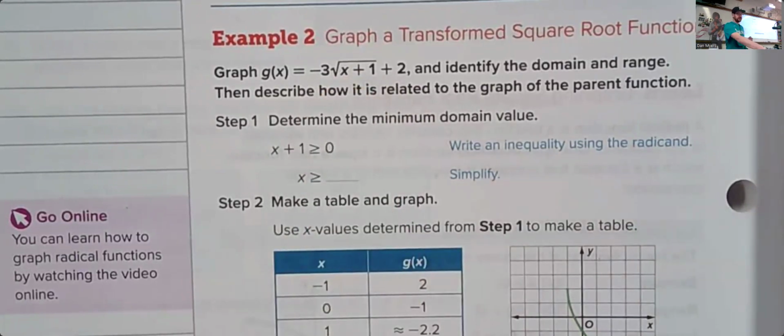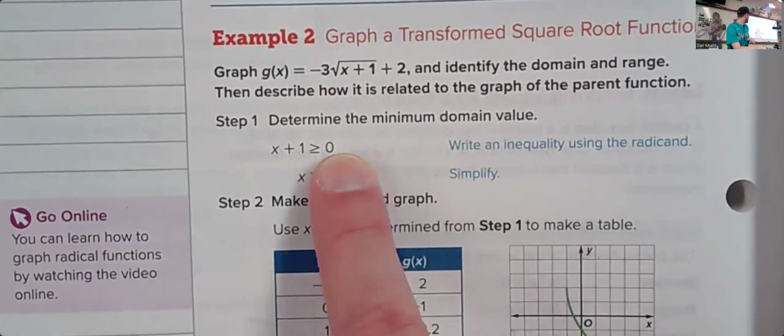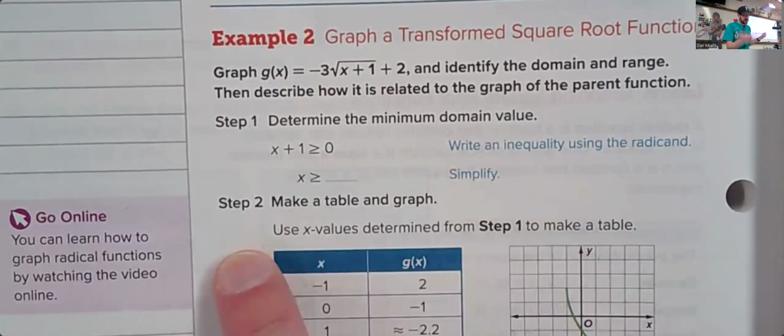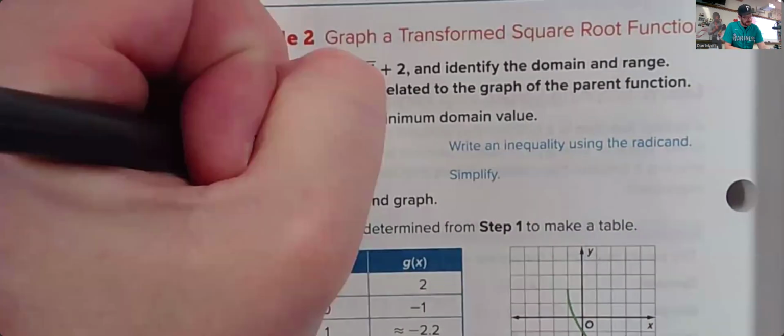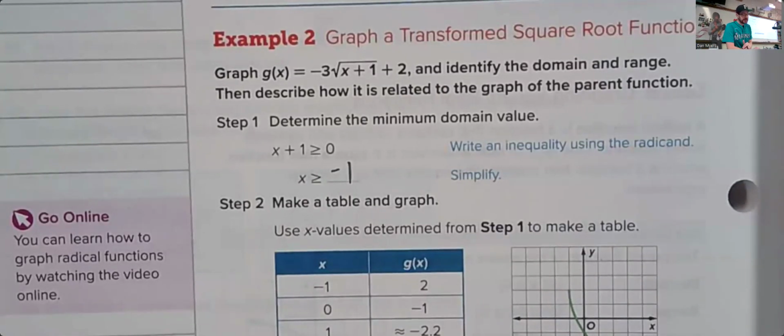So greater than or equal to 0, which is why we're writing x plus 1 is greater than or equal to 0. So write an inequality using the radicand, set it greater than or equal to 0. Solve for that, so subtract 1 from both sides, and x is greater than or equal to -1, which would be the domain of the function. It will not go further left than -1 on the x-axis. In terms of the domain, we got the domain.